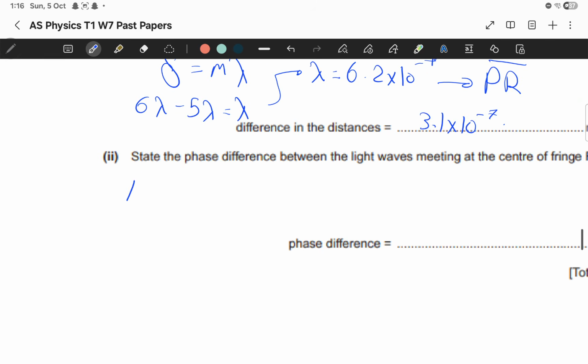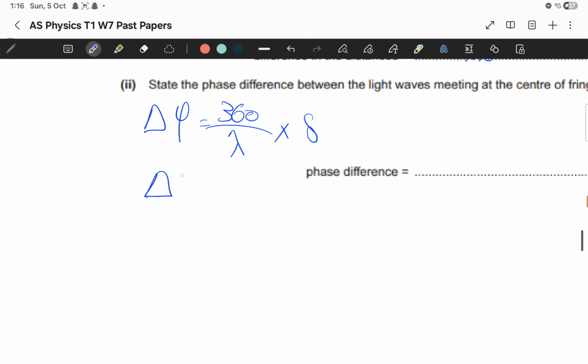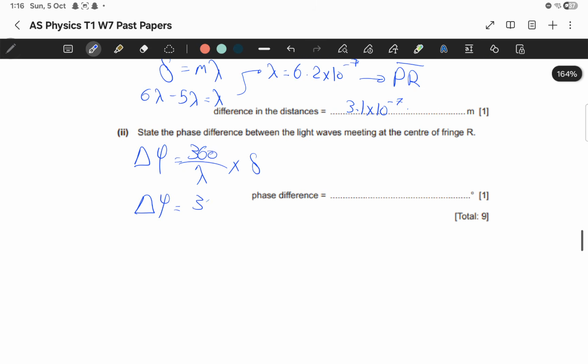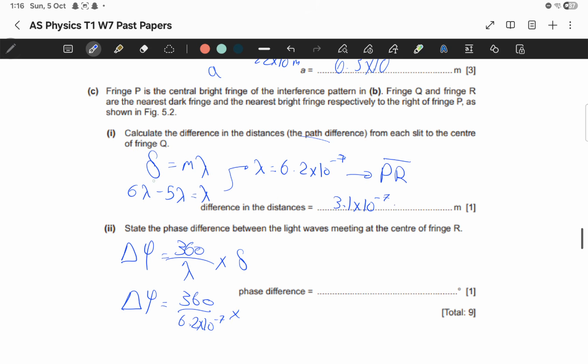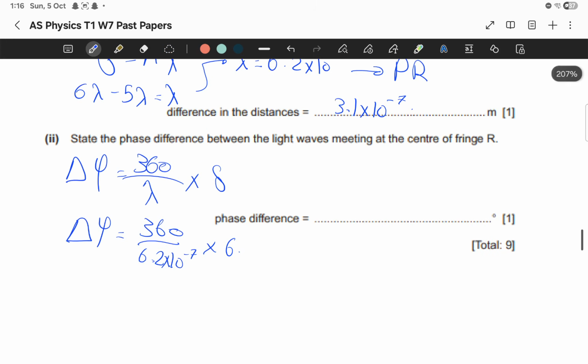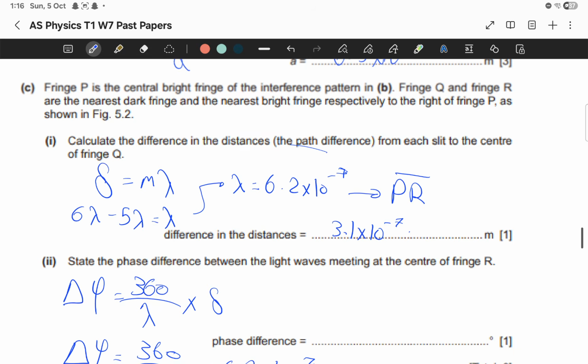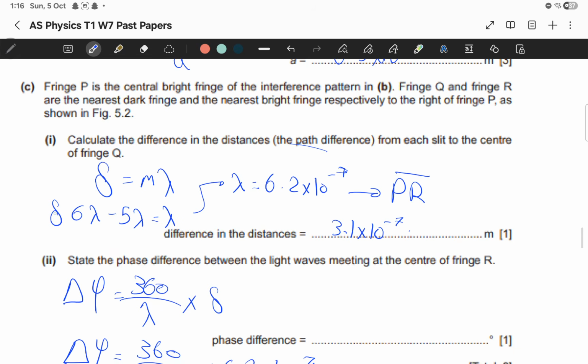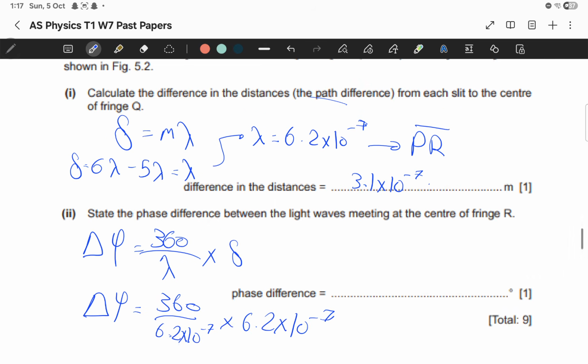Okay, now the phase difference. You're going to find that delta phi is equal to 360 over lambda times delta. Now delta phi is equal to 360 over 6.2 times 10 to the power of negative 7 times, remember what we found as delta? This was delta, 6.2 times 10 to the power of negative 7, because that's the path difference. We found that delta is equal to m lambda, so delta is equal to lambda.